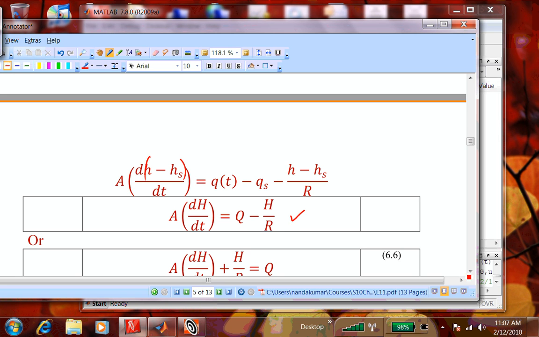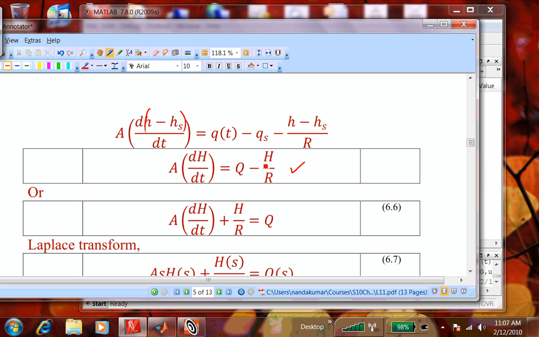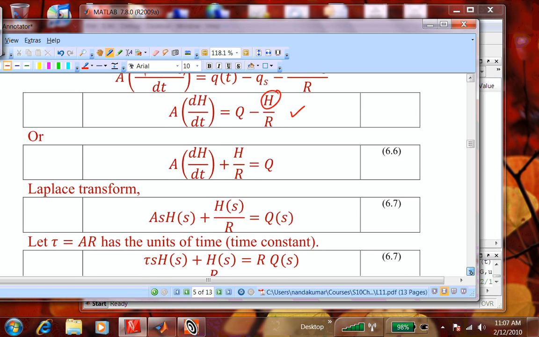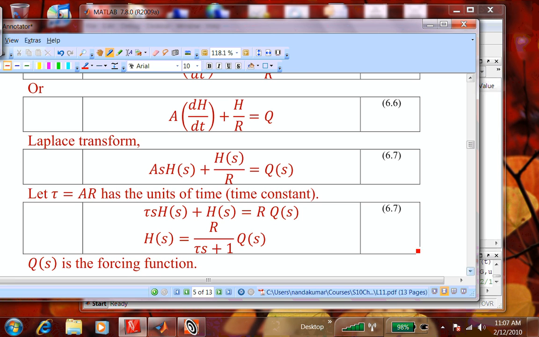Okay? And now combine all the terms that are the unknowns, H, on the left-hand side, take the Laplace transform, and you get exactly the same type of equation. So the transfer function is still a first order transfer function. A constant divided by another constant times s plus 1. Okay? That is always a first order transfer function.